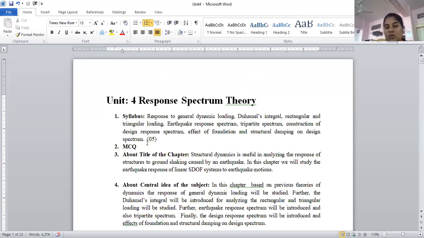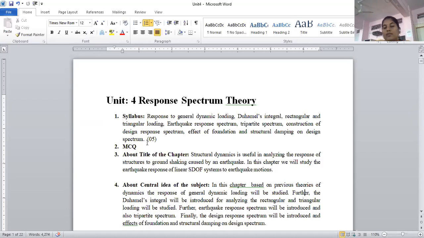Okay, in this unit we'll see what the response spectrum is, what the loading conditions are, and what the response of our systems is under different dynamic loading conditions. What is Duhamel's integral, and where to use it. What is the effect on foundation with respect to structural damping. And the design spectrum: what is meant by the design spectrum, what the graph related to the design spectrum is, and what it indicates. All these parameters we'll see in this sub chapter, the response spectrum theory.